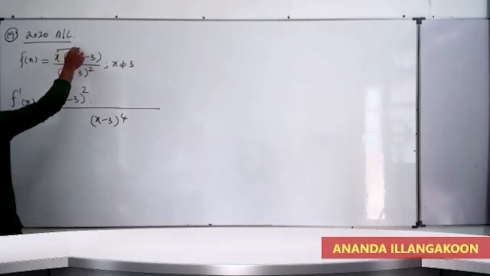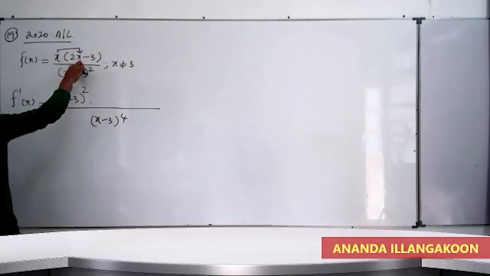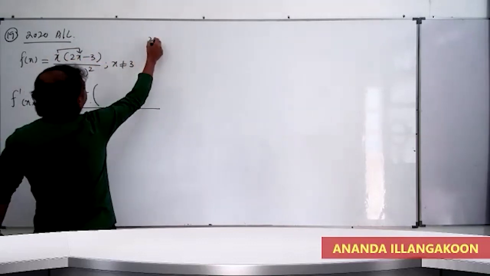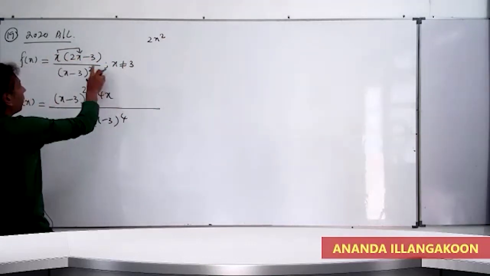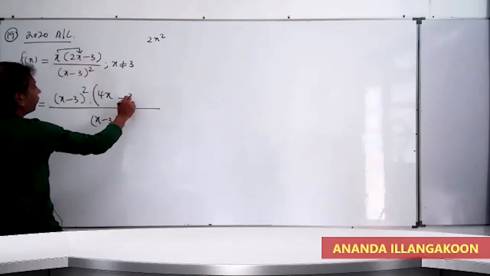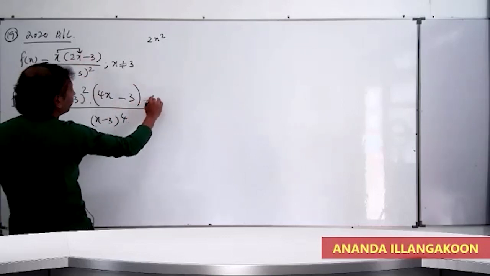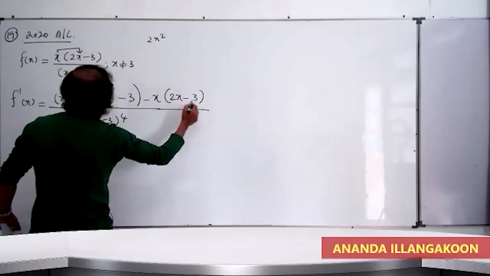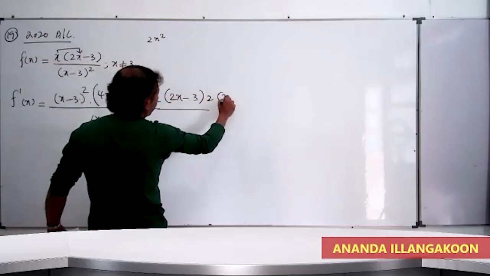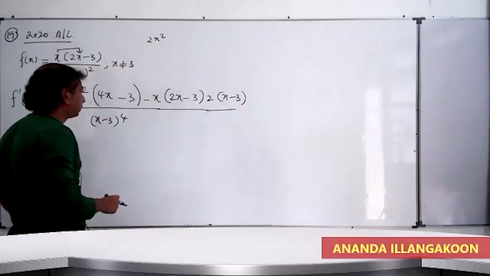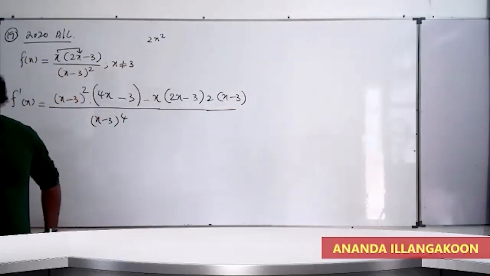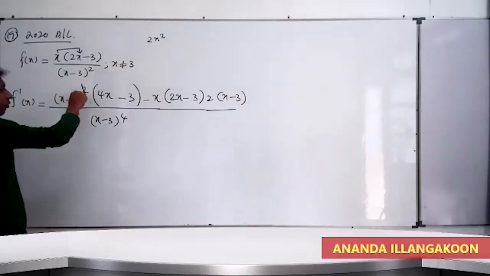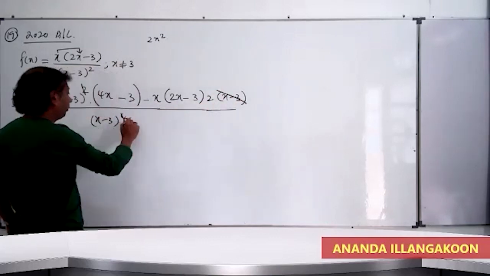When you differentiate the numerator, multiply by this x and we get 2x squared. When we differentiate that, we get 4x. Minus 3x, so we get 3x. Minus x times (2x minus 3) times the derivative of this, 2 times (x minus 3). One (x minus 3) term you can cancel down like this.